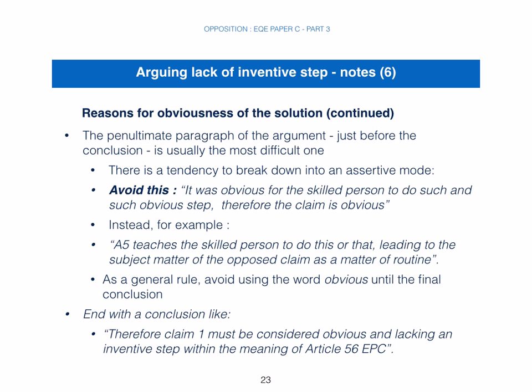Instead, you need to substitute some wording, such as A5 teaches a skilled person to do this or that, leading to the subject matter of the opposed claim as a matter of routine. Just as a general rule, this is my own personal rule, you should avoid using the word obvious until the last concluding sentence. And you should end with the conclusion to the argument, like, therefore claim 1 must be considered obvious and lacking an inventive step within the meaning of Article 56 EPC, or perhaps a simpler conclusion.